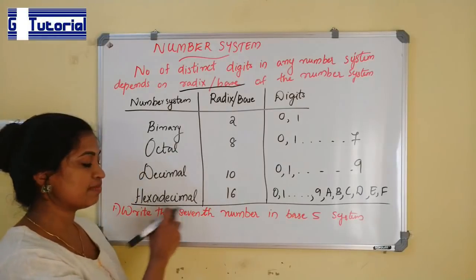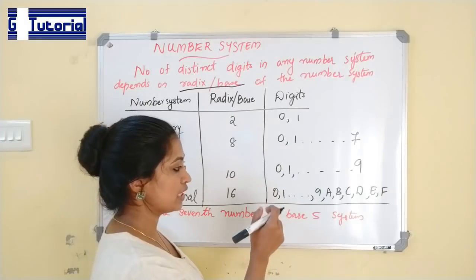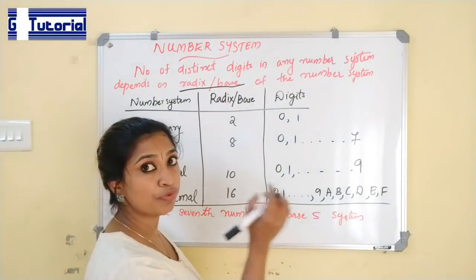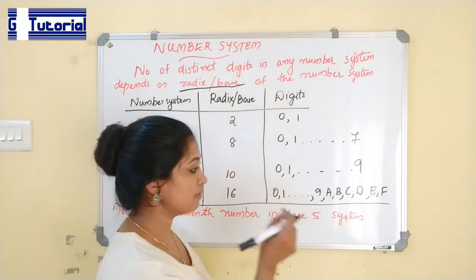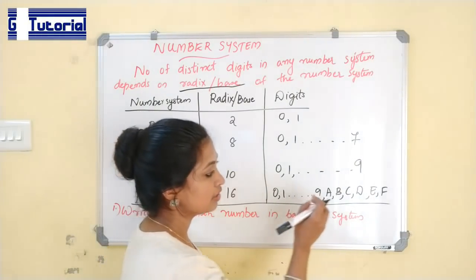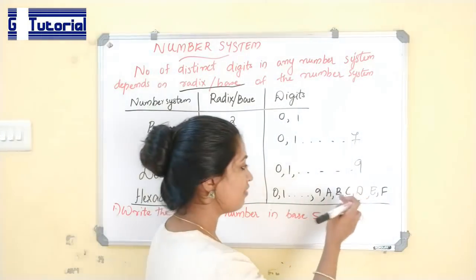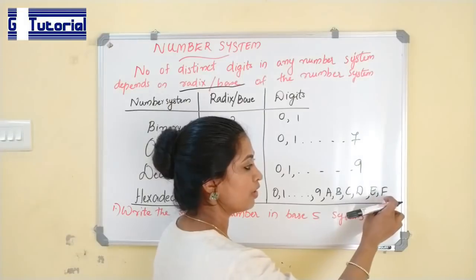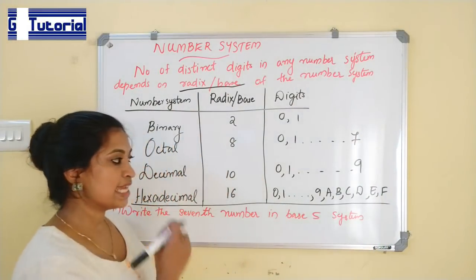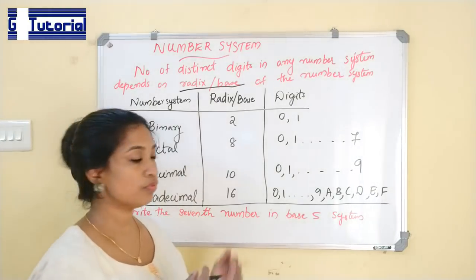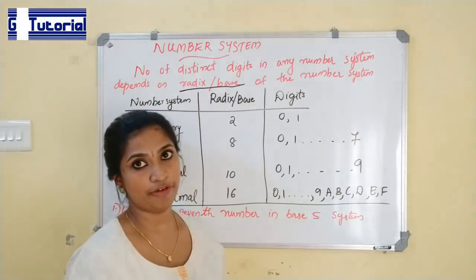Next is hexadecimal. Here the radix or base is 16. So, we are using 16 numbers, 0 to 15. But in this, 0 to 9 is represented by numbers. And again, 10 is denoted by A, 11 by B, so on, and 15 by F. So, hexadecimal number system is a combination of digits, numbers and alphabets A to F.